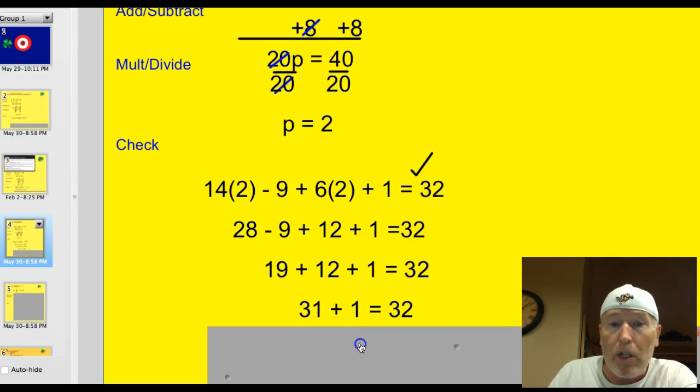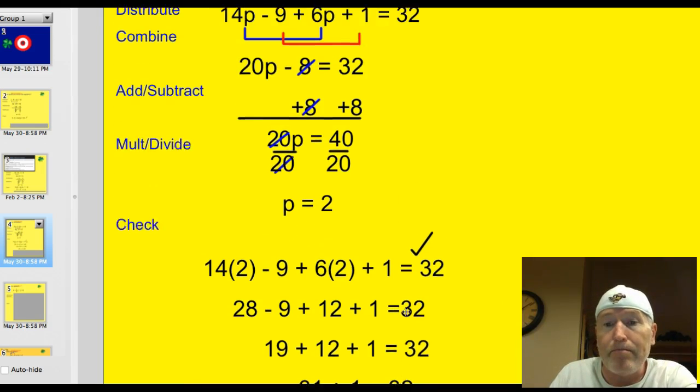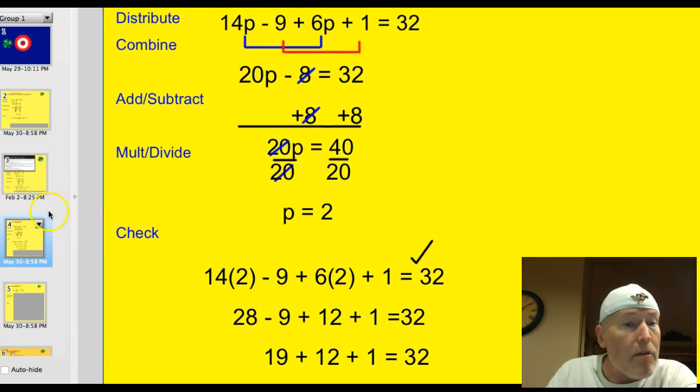Took a little bit of work this time because there was a lot of adding. So I multiplied and I got 28. I multiplied and I got 12. So I had 28 minus 9 plus 12 plus 1 is 32. These guys became 19 plus 12 plus 1 is 32. 19 and 12 is 31, plus 1 is 32. The answer checks out. Okay, very good.